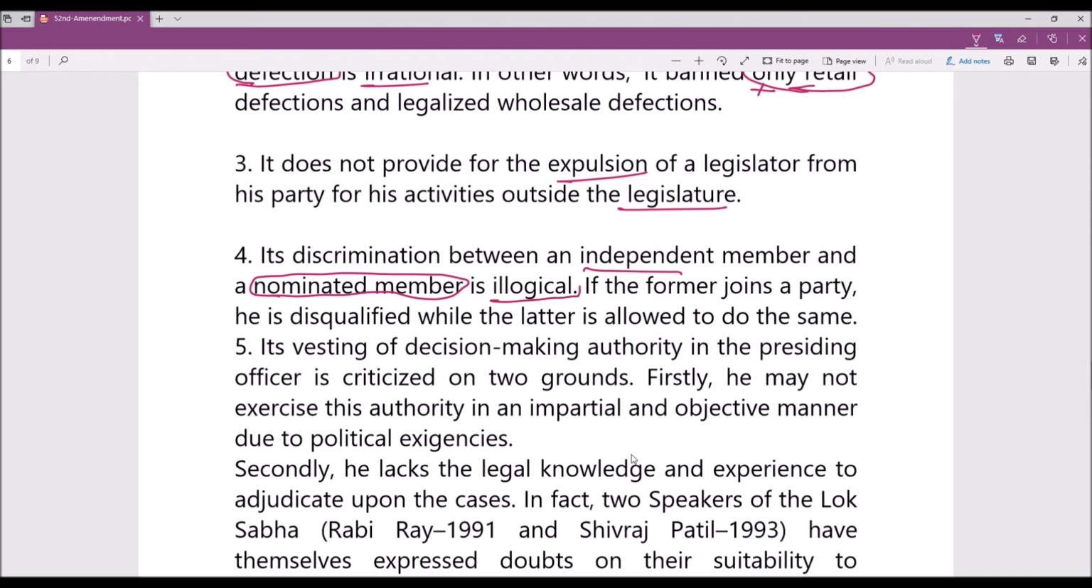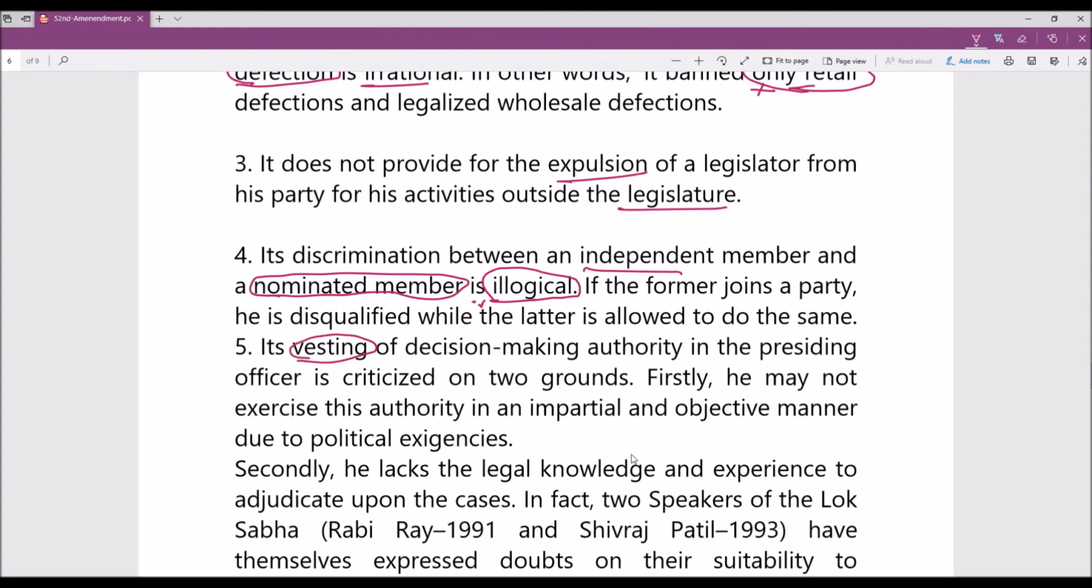He was independent before fighting the election. So after fighting the election, he may want to join a party. Allow him, but it is not allowing him. Next, it is vesting decision-making authority in the presiding officer.